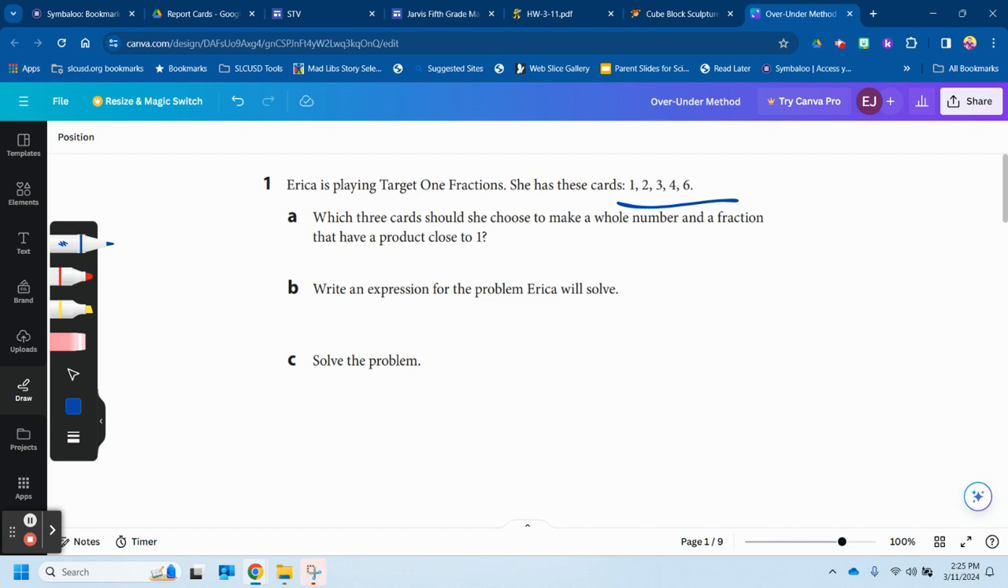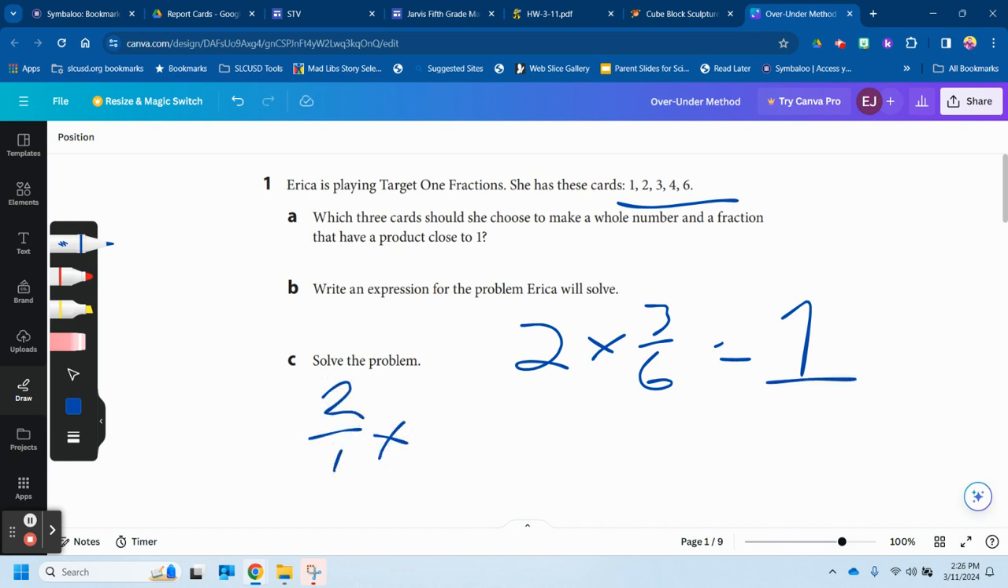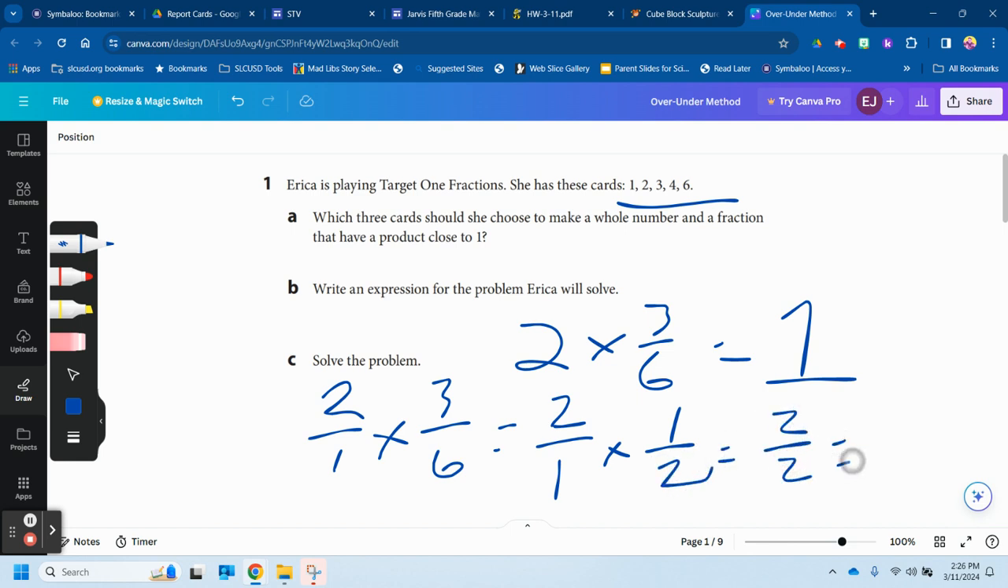Well, they're working on this a bit. I could say 2, and then 3/6 is the same as half of 2. So that would give me 1. That's pretty easy, right? So 2 over 1 times 3/6, or 2 over 1 times 1/2, equals 2 over 2, and that equals 1. Boom. Can you come up with other ways to get 1 with these numbers?